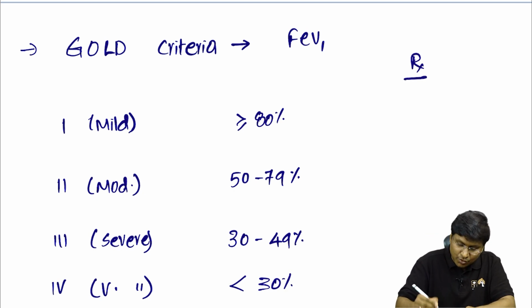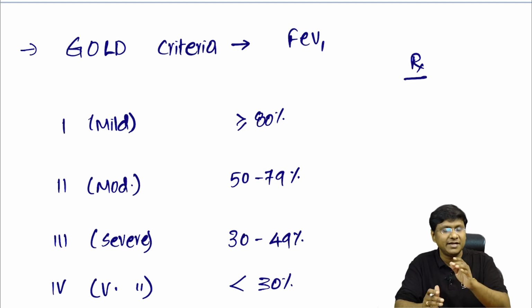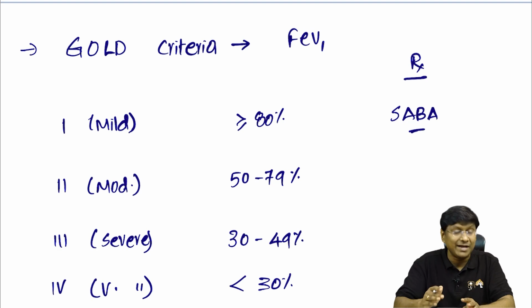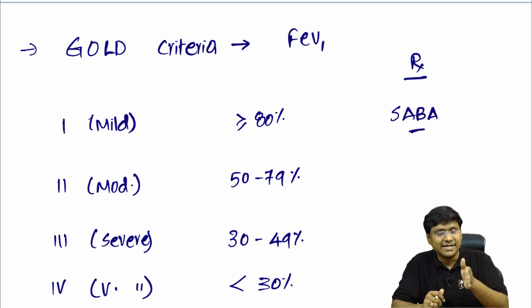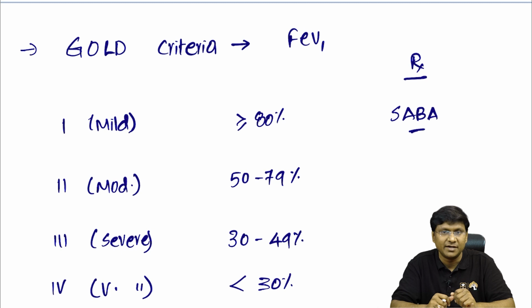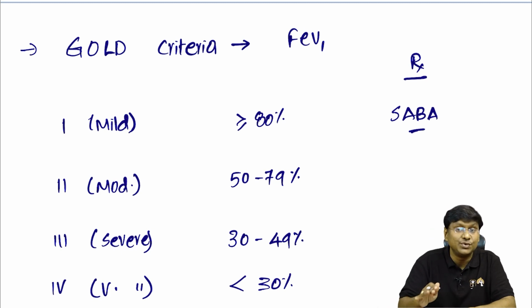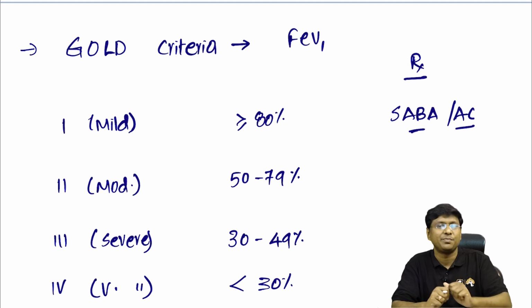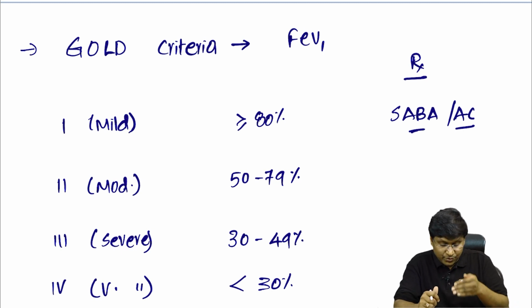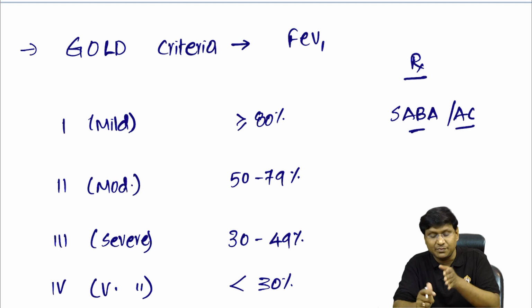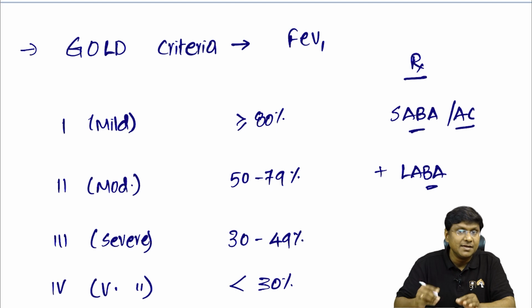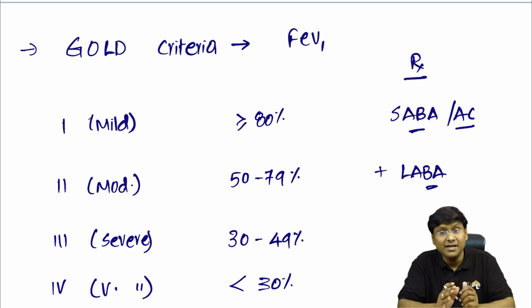Then how do you treat COPD? In case of stage 1, we give a short-acting beta agonist, that is salbutamol as well as terbutaline, and very importantly you need to give anticholinergic drugs. These anticholinergic drugs include ipratropium bromide and tiotropium bromide. Then in case of moderate, we need to add a LABA, that is a long-acting beta-2 agonist, which includes salmeterol or formoterol.